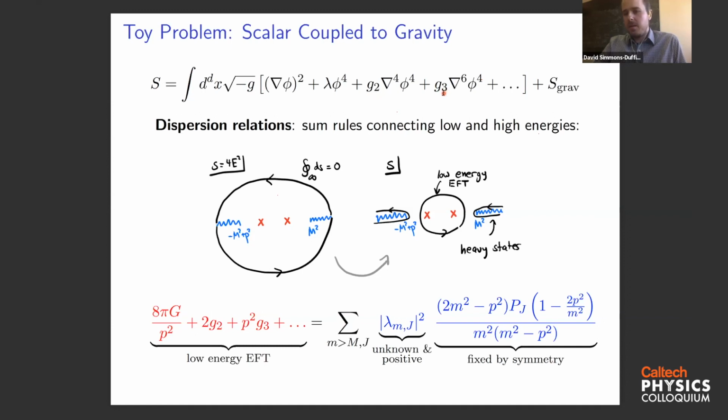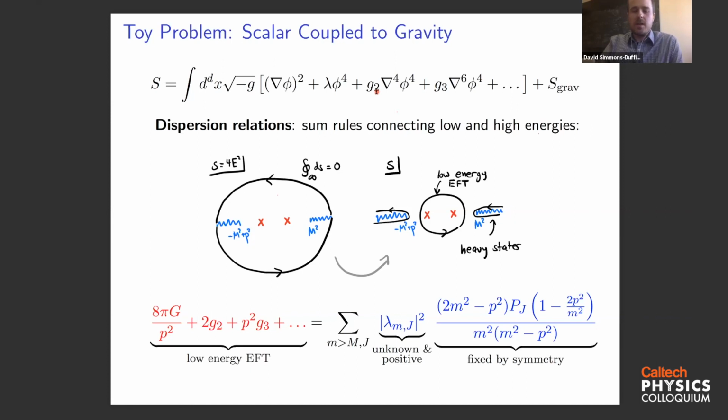And I should say, I'm writing these actions schematically. So what you really have is 4 derivatives and 4 scalars, and their derivatives are contracted with each other in some way. I'm just suppressing that for simplicity. These coefficients by dimensional analysis should be suppressed by some mass scale. And we would like a sharp bound relating that mass scale to the scale of new physics. And the key tool for deriving these sharp bounds are some rules called dispersion relations.